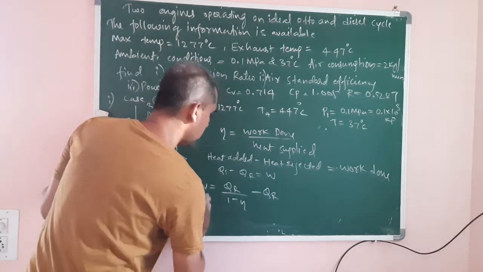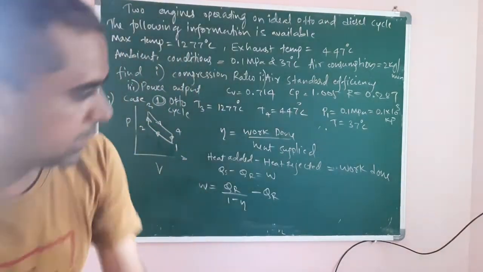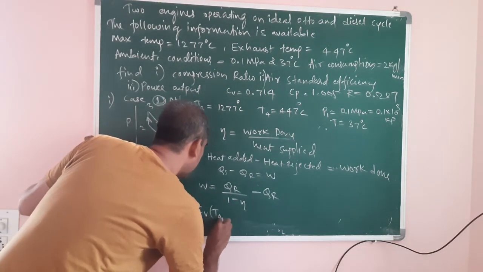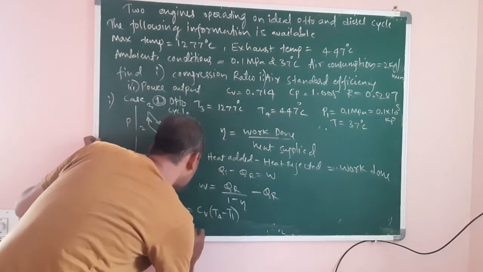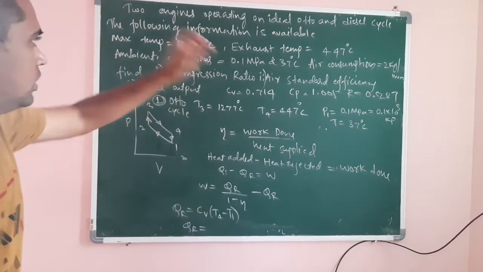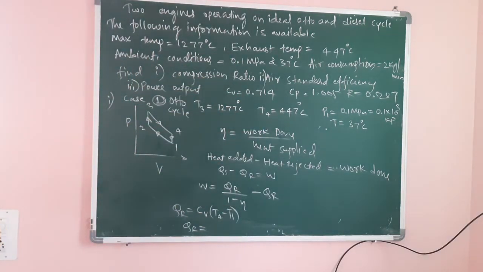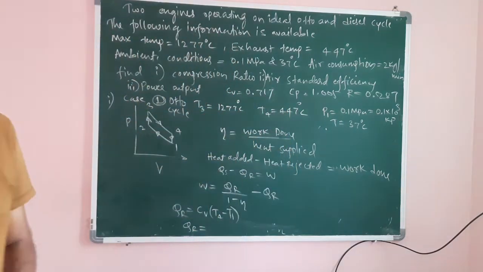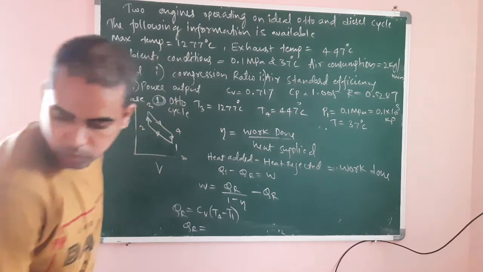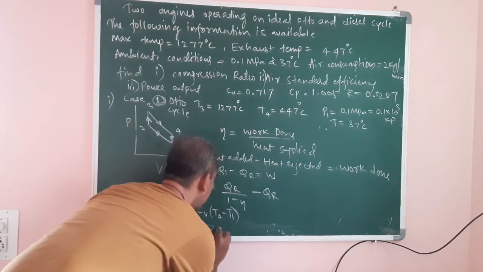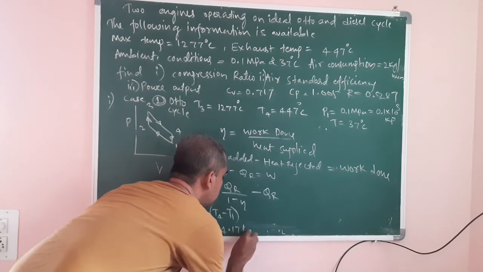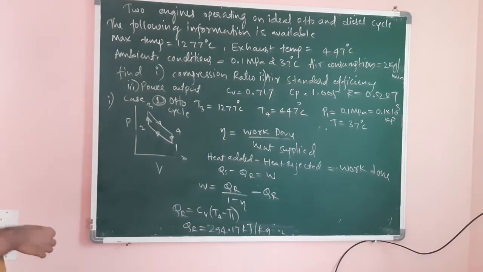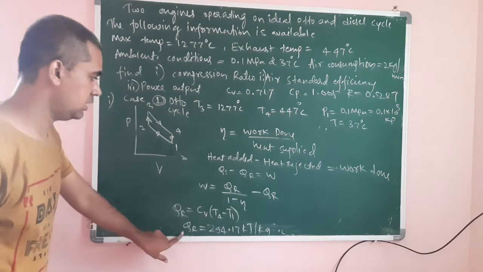How will you calculate QR? QR is the heat rejected. QR equal to CV times T4 minus T1. We will get the QR value with CV equal to 0.717, or 0.714, as some books write. If you substitute, you will get 294.175 kilojoule per kg. This is not work done, this is heat rejected.